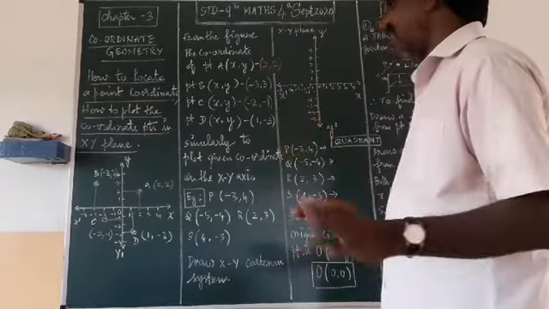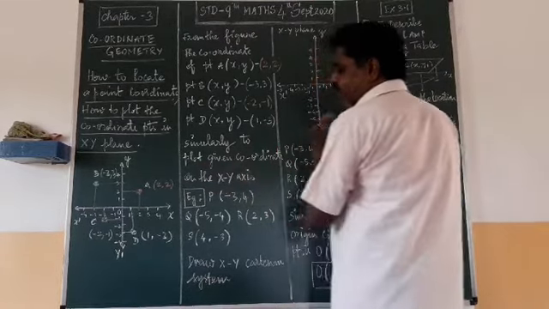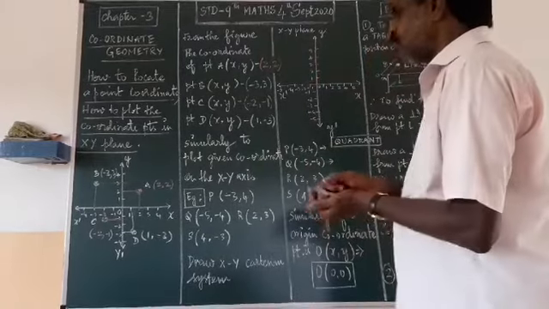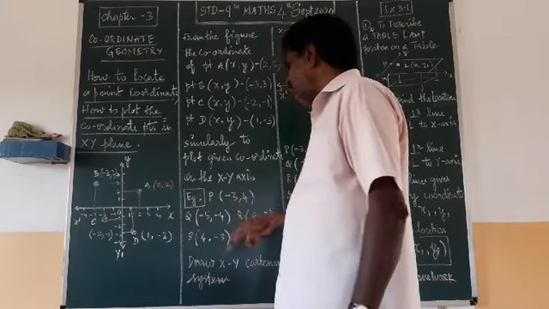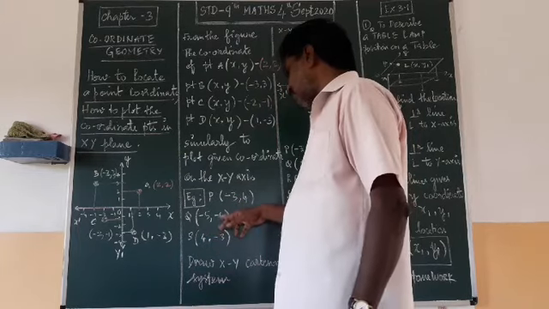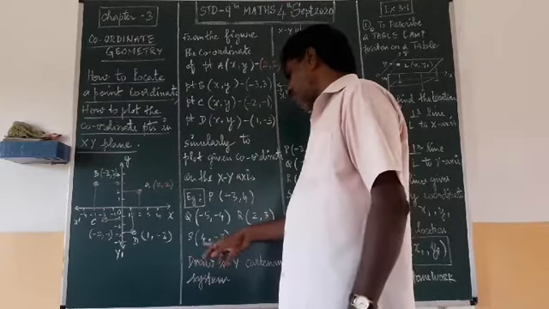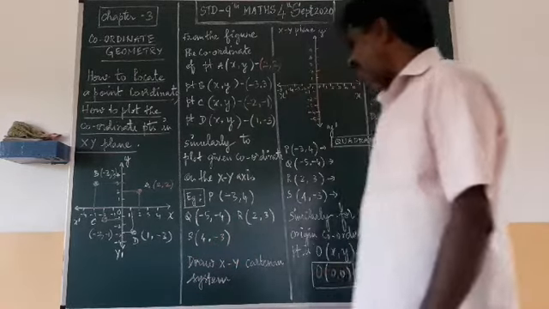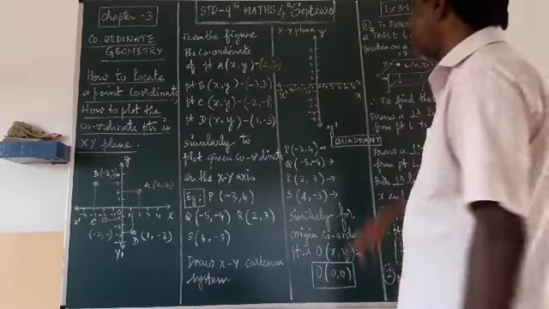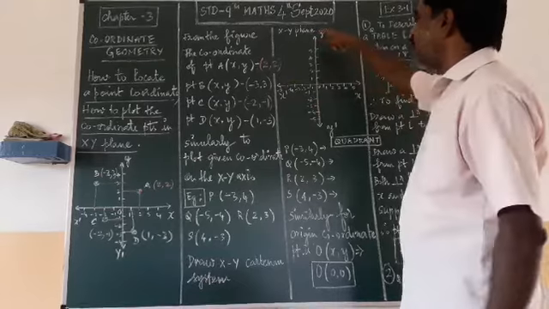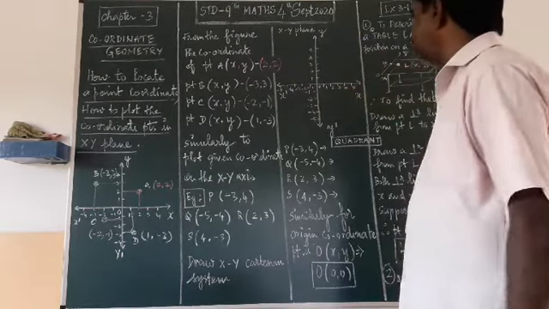Okay. Similarly, how do we plot a given coordinate point on the xy axes? Suppose I have taken one example. Point P is -3, 4. Point Q is -5, -4. Point R is 2, 3. Point S is 4, -3. And immediately what you have to do is draw the xy Cartesian coordinate plane. I have drawn here the xy plane, x dash, y dash, origin 0.